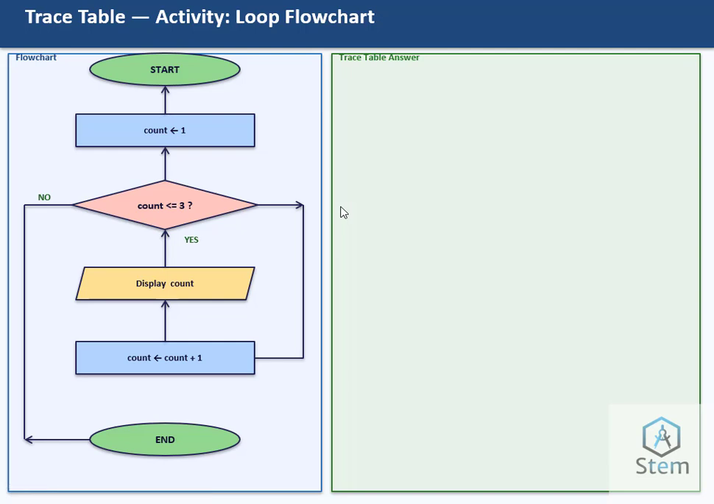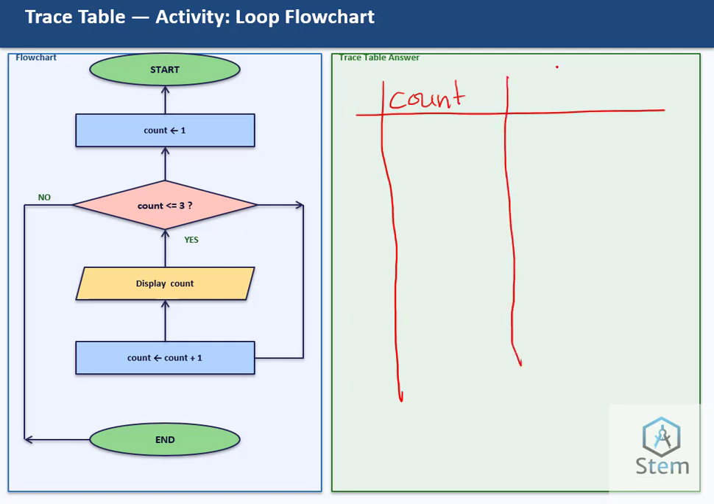This is another trace table. I will do this as the last one. We have a variable called count, and we also have display. So this is line 1, line 2, line 3, line 4. Right. We start our program. Line number 1, we set count to 1. So there we go. Line number 1, count becomes 1.